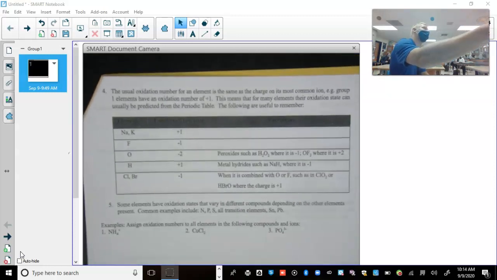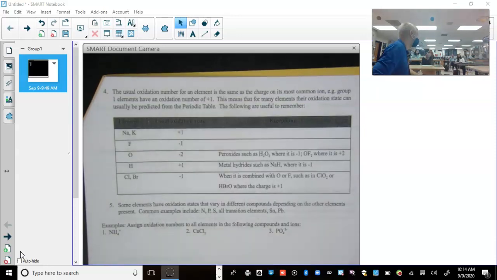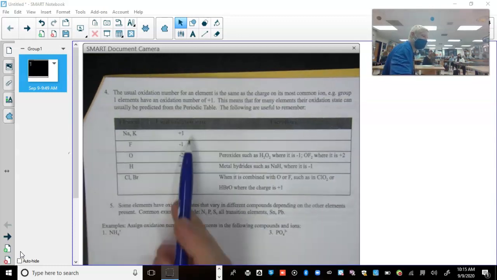All right, the usual oxidation number for an element is the same as the charge on its most common ion. Group 1 elements have oxidation of +1, group 2 +2. The aluminum column is going to be +3, and so on. That means for many elements, their oxidation state can usually be predicted from the periodic table. Of course, it's not always the case. So we got column 1 is +1.